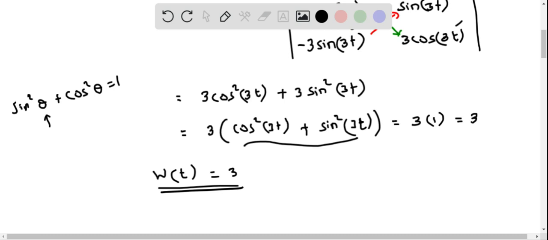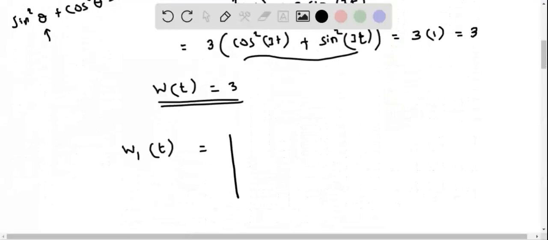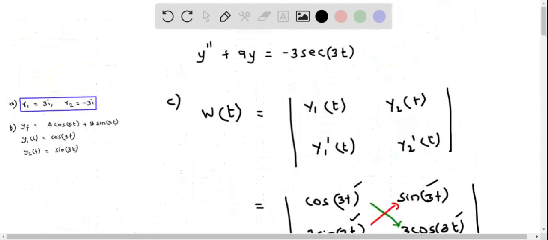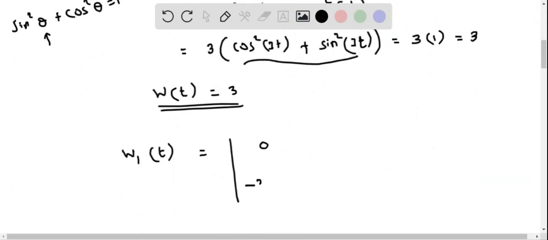And now we will also have to determine two more Wronskians, that is W1 of t, and this is also a 2 by 2 determinant. For this, in the first column of W1 of t, we replace the first row by 0, and then the second row element by the function on the right side, that is, this term is g of t. So we replace that over here with negative 3 secant 3t. So I write negative 3 secant 3t.